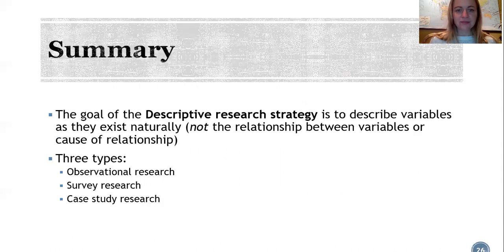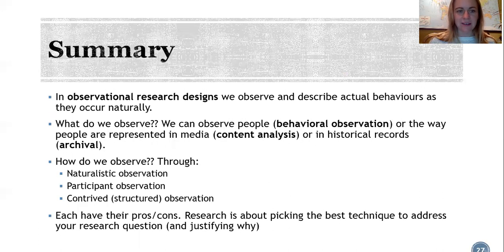So to summarize, today you learned about descriptive research strategy. The goal of descriptive research is to describe a variable. We're not looking at the relationship between variables or the cause of that relationship. We'll be talking about that in other weeks. There are three main types of descriptive research: observational research, survey research, and case study research.